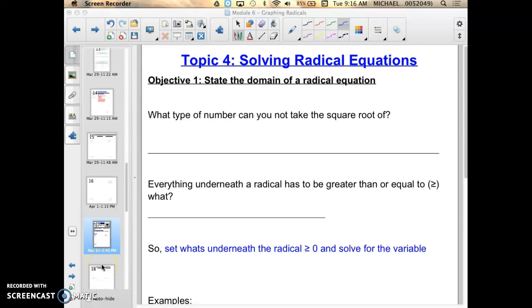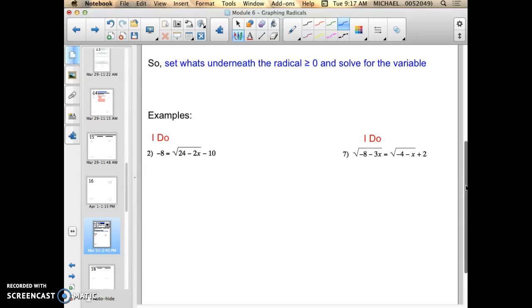For solving radical equations, the first objective in this topic is to state the domain of a radical equation. There is something unique with solving these types of equations because of the radical that exists in it. I'm going to scroll down to the example I'm going to do over here. If you notice, the variable is underneath the radical.